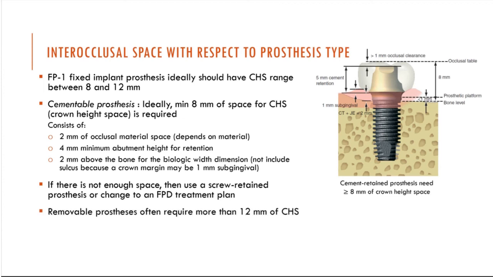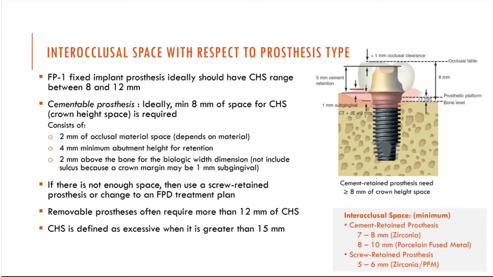For a removable prosthesis, it often requires more than 12 mm of crown height space. And crown height space is defined as excessive when it is greater than 15 mm. So the minimum interocclusal space for the cement-retained prosthesis, if you use zirconia, may be 7 to 8 mm. For the PFM, it can be 8 to 10 mm. And for the screw-retained prosthesis, it is 5 to 6 mm for zirconia or PFM.